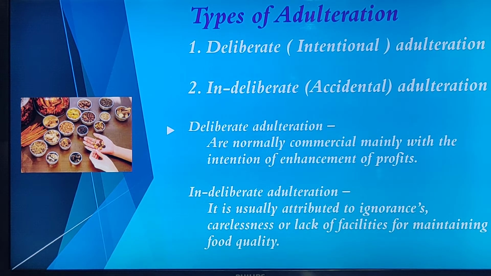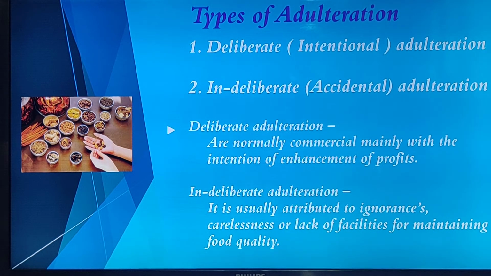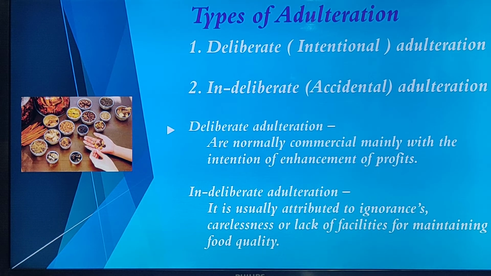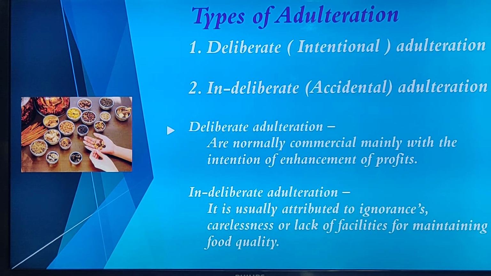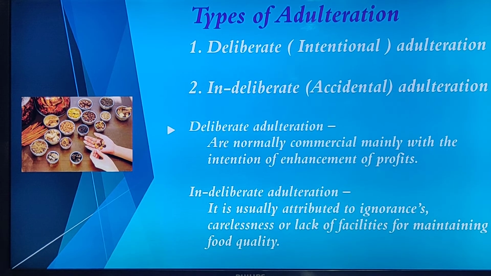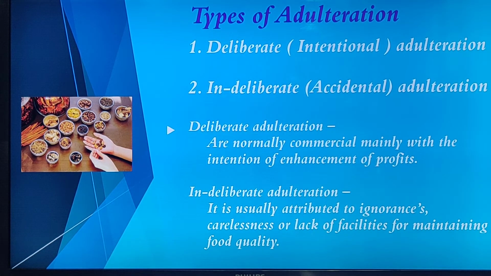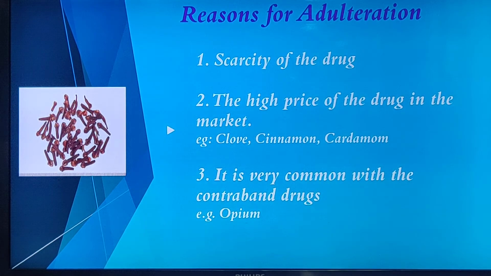We can see now types of adulteration. Basically, there are two types of adulteration. Deliberate means intentional adulteration and indeliberate means accidental adulteration. First, we can see deliberate adulteration. These are normally commercial, mainly with the intention of enhancement of profits. And the second, indeliberate adulteration, is usually attributed accidentally due to ignorance, carelessness or lack of facilities for maintaining food quality.